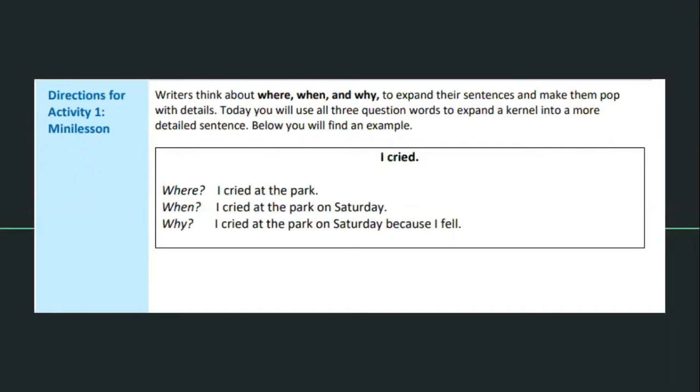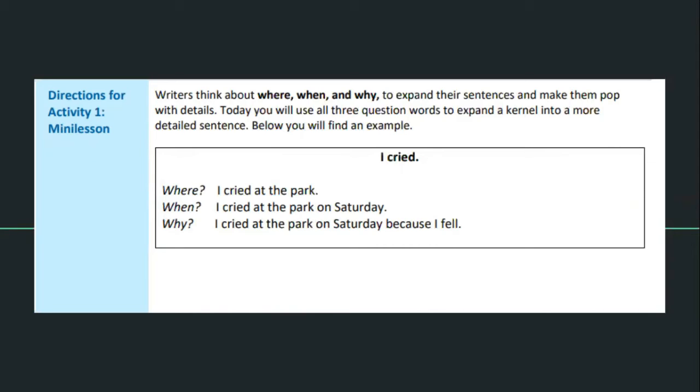Turn to this page in your mini lesson and look. Down here, I have a sentence, I cried. However, that's a short sentence. That's what I call a kernel. It gives me just a little bit of information. By expanding my sentence and adding the where, when, and why, I can add more detail to my story.